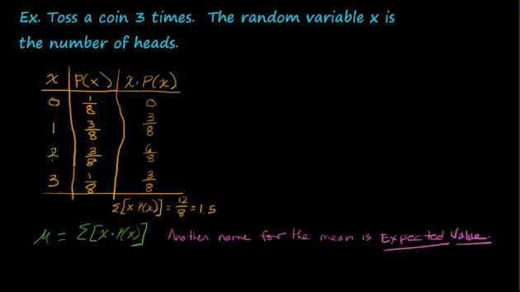We just take our possible outcomes, multiply them times our probability for each outcome and then sum that column.